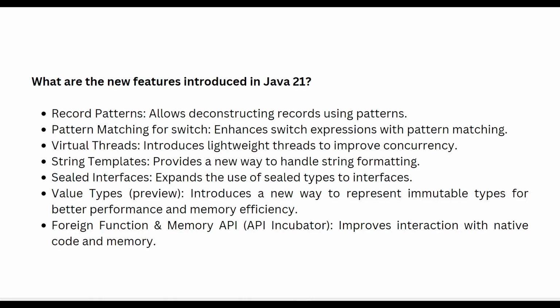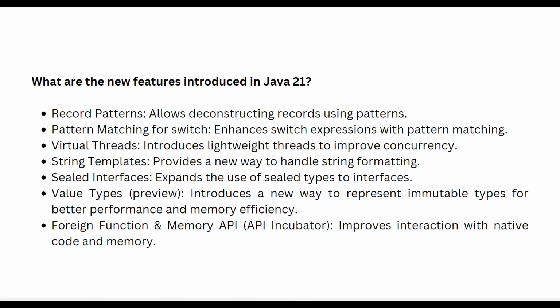Now the third feature is virtual threads. Virtual threads are a significant enhancement to the Java concurrency model, which provides us a new way to handle high concurrency workloads more efficiently. Now what are they actually? These are lightweight threads managed by the JVM rather than by the OS. Unlike traditional platform threads, virtual threads are designed to handle many more concurrent tasks efficiently.